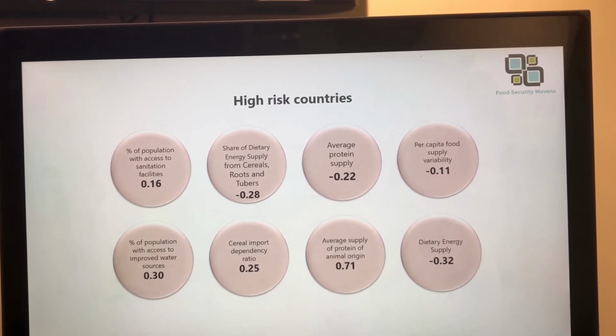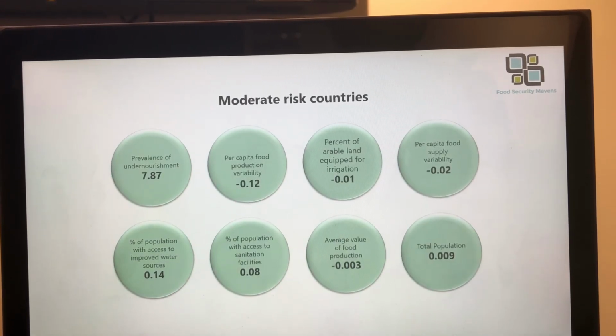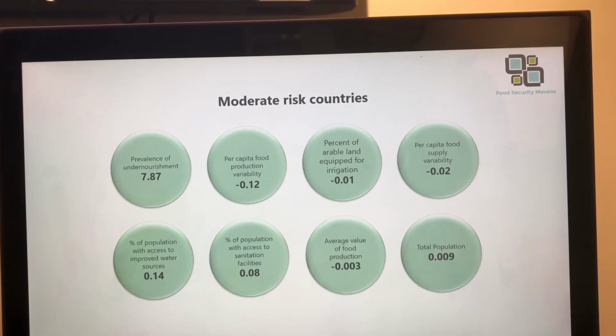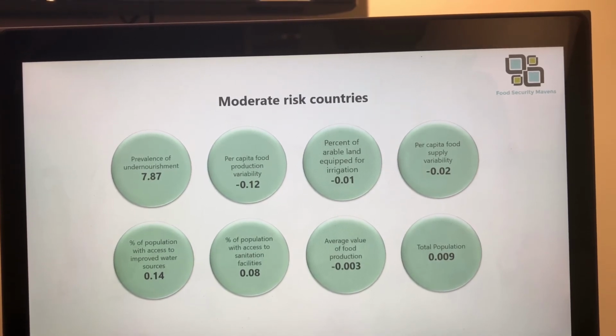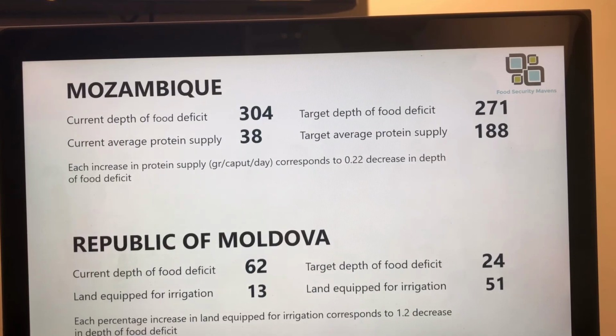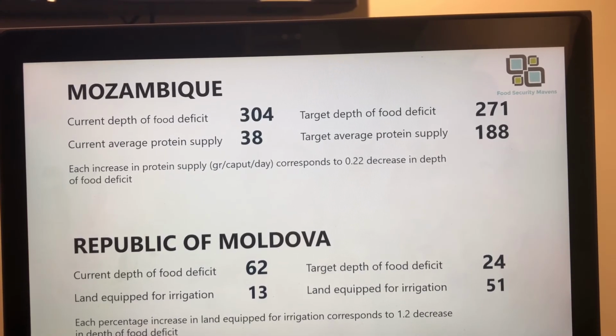Now let's look into the moderate risk countries. Countries at moderate risk are suffering significantly due to undernourishment, and results suggest that problem is not due to lack of food production, but because of access to food. So from these regressions, we actually can get to the predictive model to understand how do we improve depth of food deficit in some of these countries, which can eventually form into different regions and then to the world.